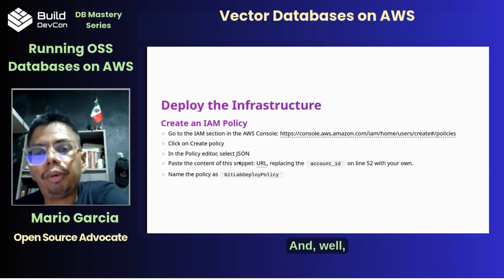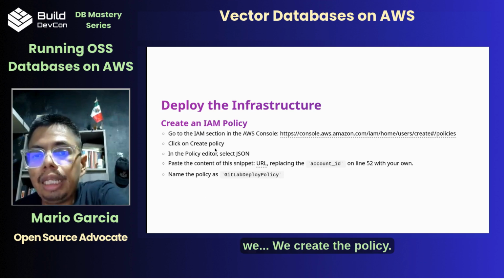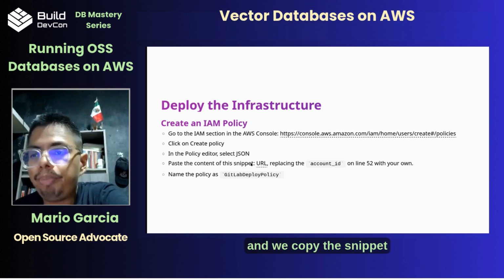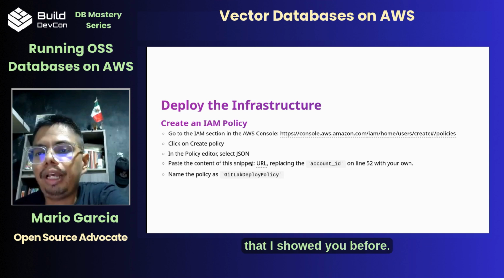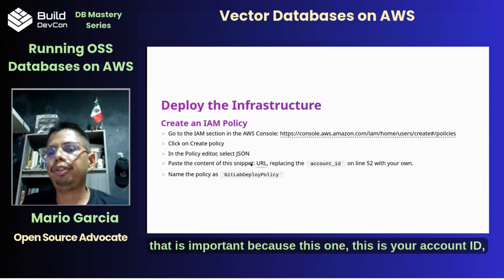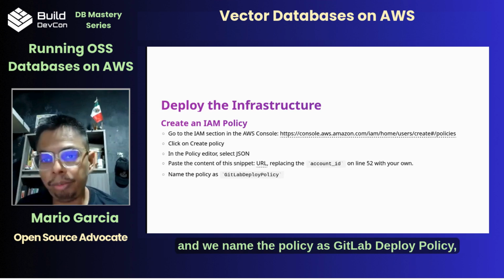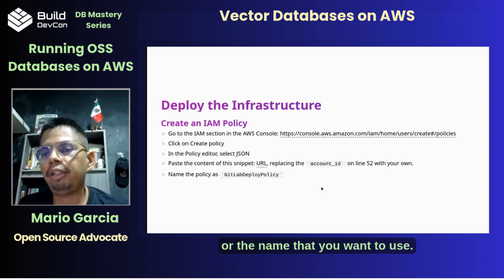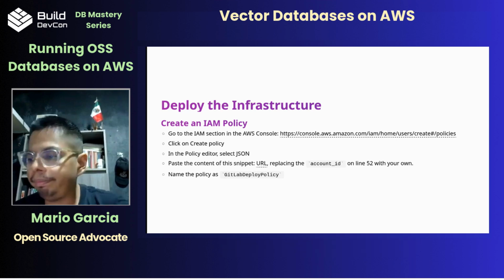And well, we create the policy, we change the editor to JSON, and we copy the snippet that I showed you before. Replacing the account ID on line 52, that is important because this is your account ID, and we name the policy GitLab deploy policy or the name that you want to use.